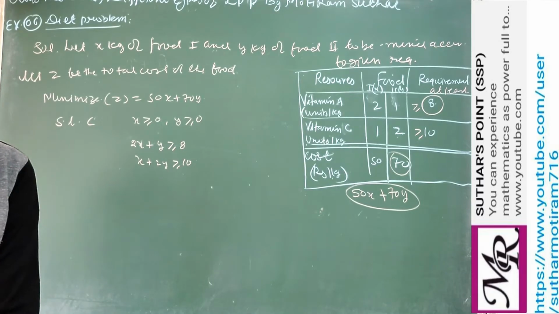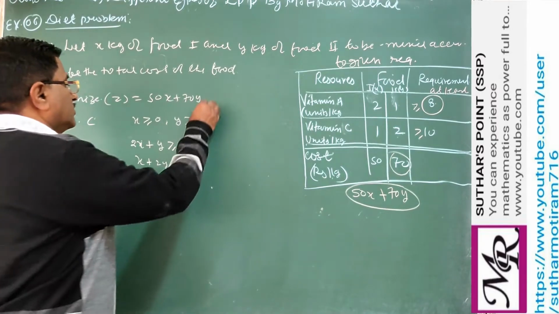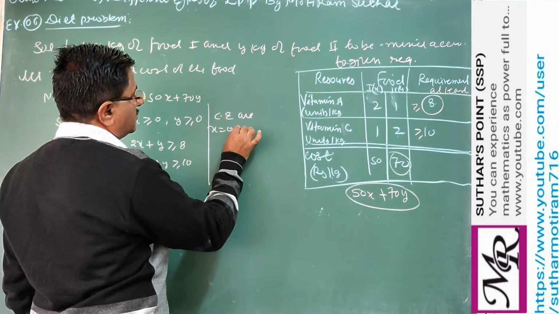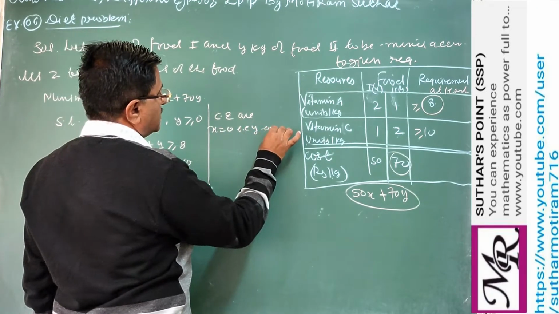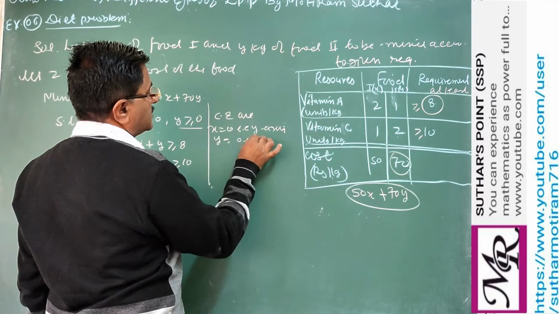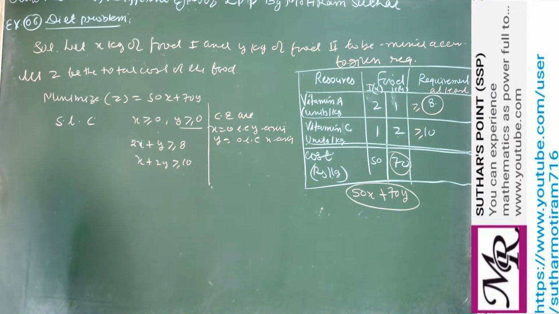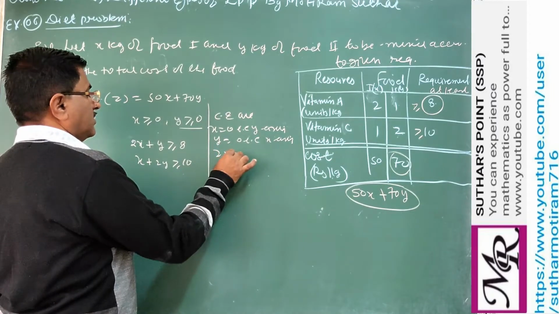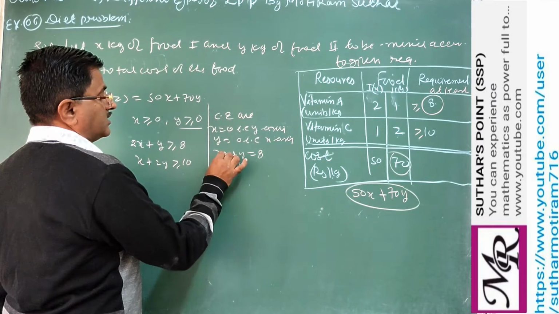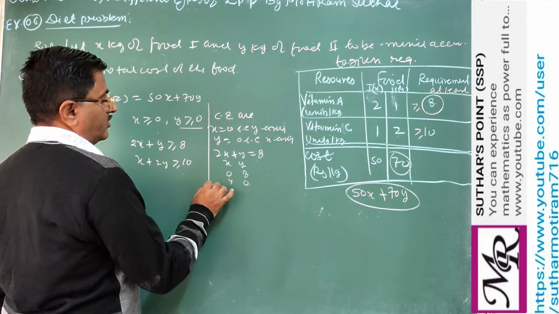Now dear students, you have to represent this in the form of a graph. The corresponding equations: x equal to 0 is the y-axis, and y equal to 0 is the x-axis. So the solution will be in the first quadrant. Then we have 2x plus y equal to 8. Take x as 0, then y will be 8, and for y 0, x is 4 for the first equation.